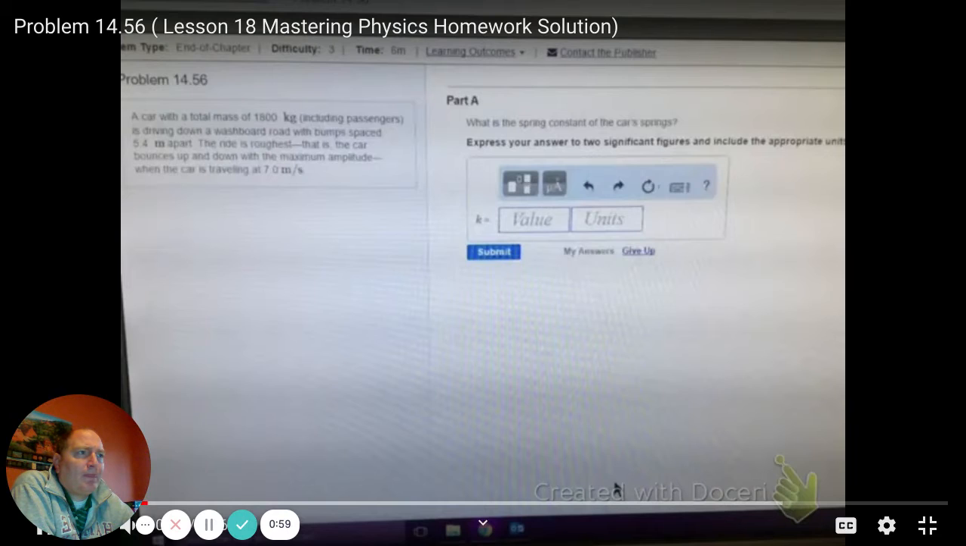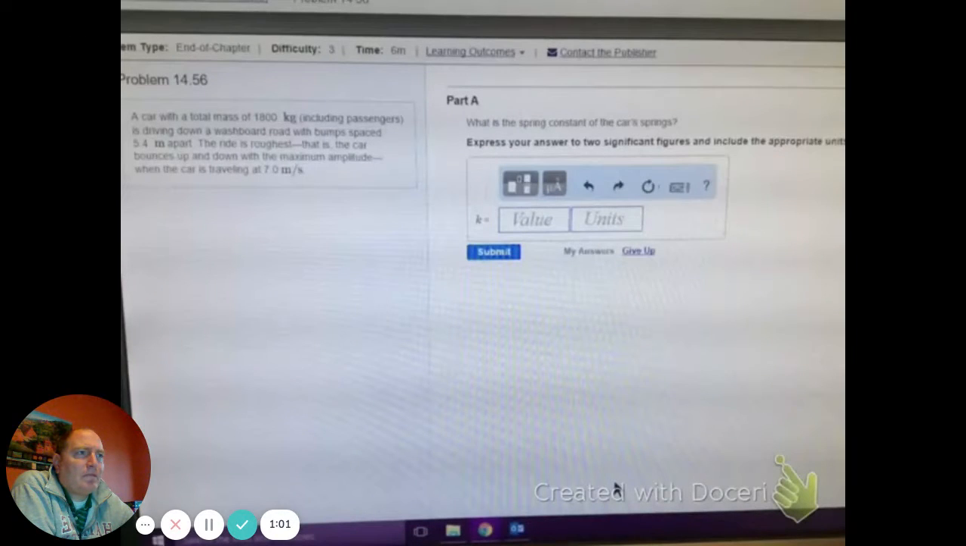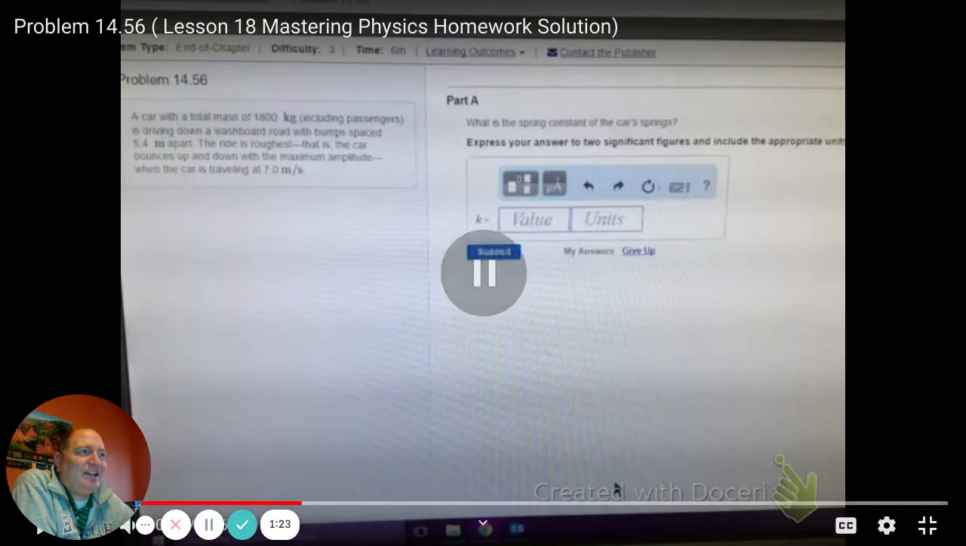We're going to see the fact that our car is going to bounce up and down with its maximum amplitude down this road, and it is going to be traveling at 7 meters per second. We want to know the spring constant of the car. Most of what we've been dealing with for the spring constant has been using frequency or period. If I look at the frequency equation with spring constants.